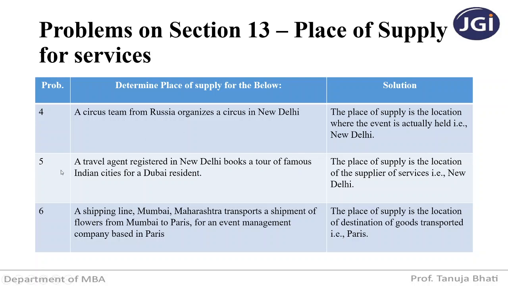Next, problem number 5. A travel agent registered in New Delhi books a tour of famous Indian cities for a Dubai resident. So what is the place of supply? The place of supply is the location of the supplier of service, that is New Delhi. Problem 6. A shipping line, Mumbai, Maharashtra, transports a shipment of flowers from Mumbai to Paris for an event management company based in Paris. So what is the place of supply? The place of supply is the location of destination of goods transported. So that is Paris.